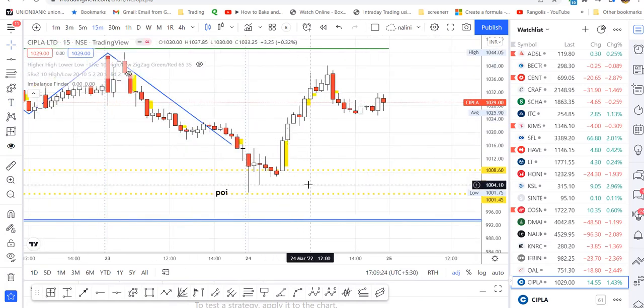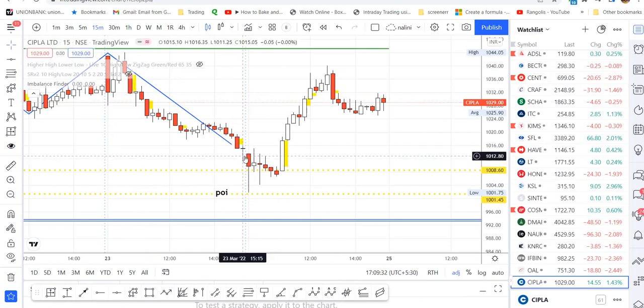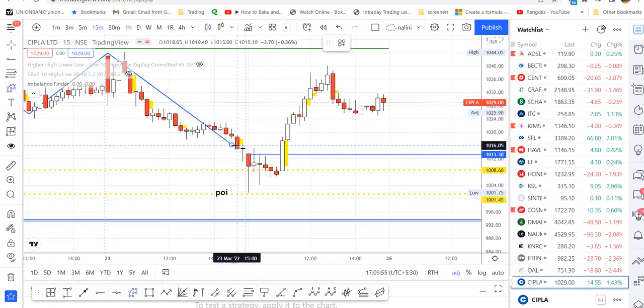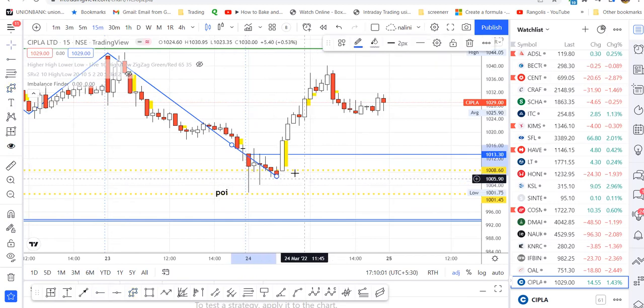Now, I'll wait for the break of the structure. What is the structure? This is the structure continuing here. The price came over here, it opened here, and the price started pulling back. Buying pressure, you can see. So I marked the high of this open and waited for this. See, if I continue the structure, it came down to this level. And then break of the structure. You can see the break of the structure.